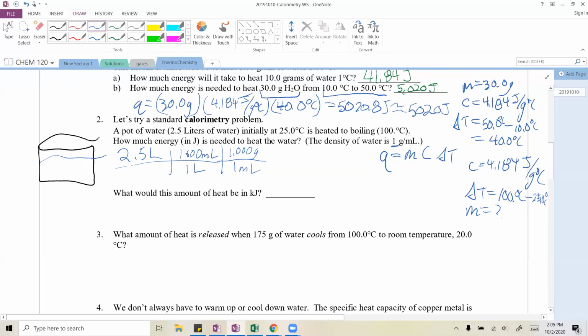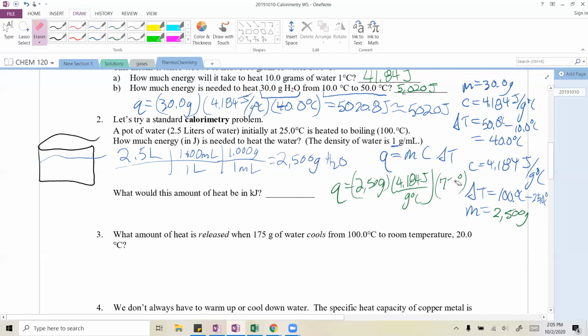Now, that wasn't only one significant figure, but I should update that and give you some more. And so we get a value of 2,500 grams of water. Now that we have our mass, we can update it over here. Our Q becomes 2,500 grams times 4.184 joules per gram degrees Celsius, and the delta T is 75.0 degrees Celsius. Actually, it should just be 75 when we think about those significant figures.